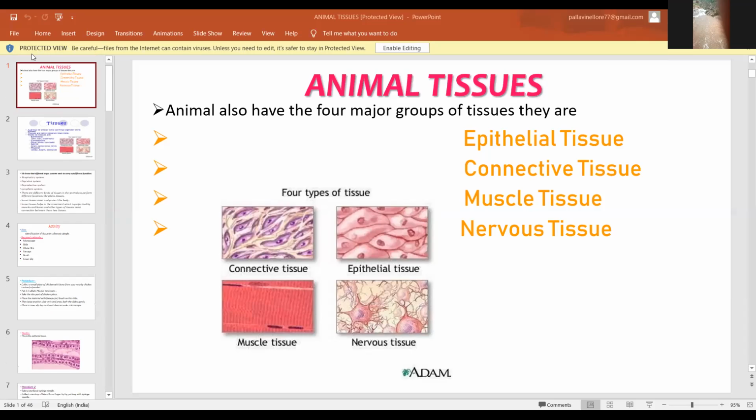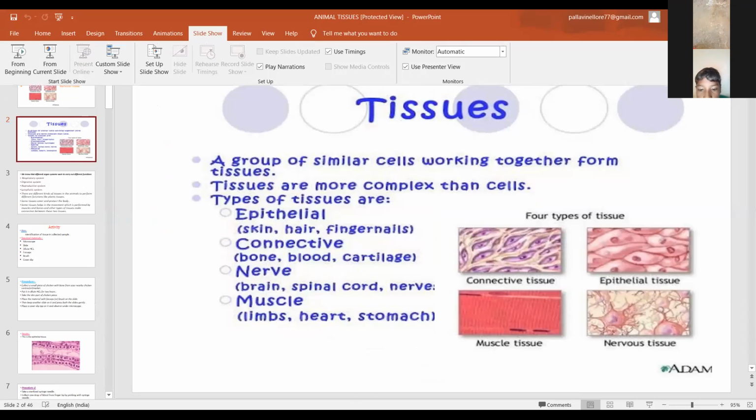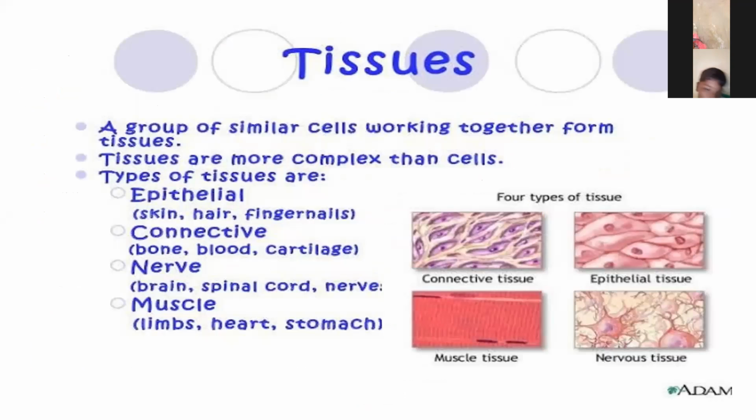Next, the tissues. What is tissue? A group of cells is called tissue. Tissues are more complex than the cells.